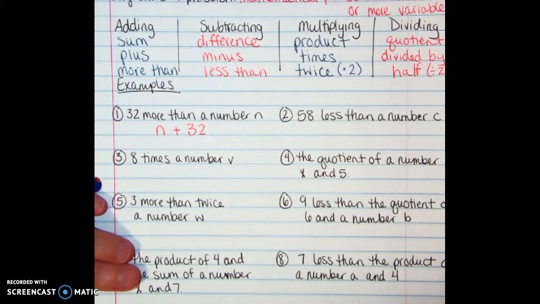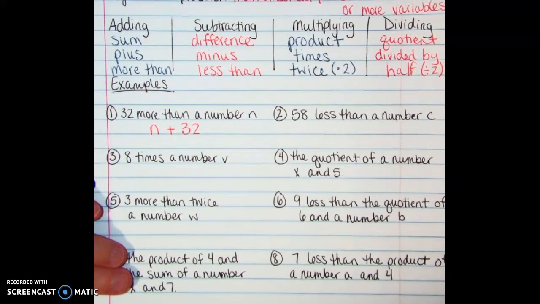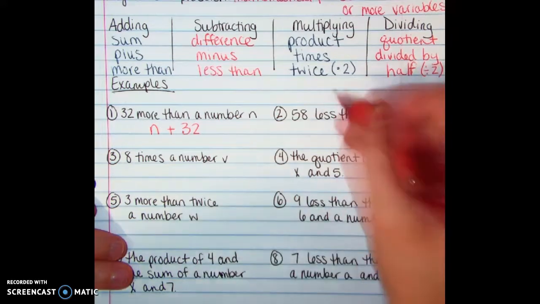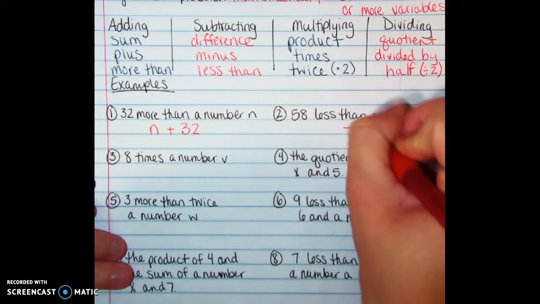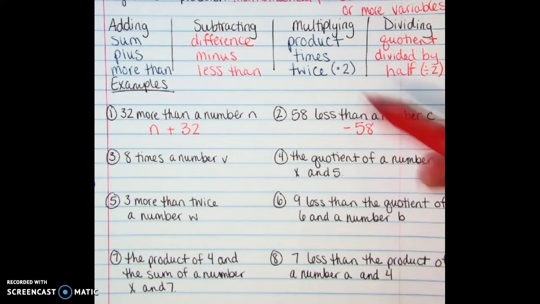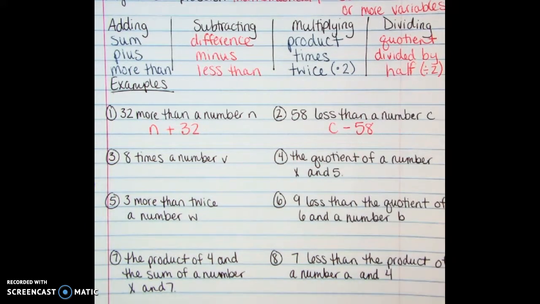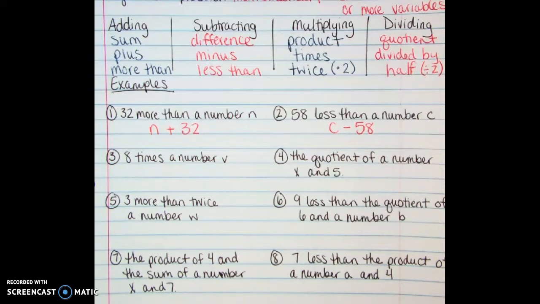Let's look at number 2. It says 58 less than a number c. Less than is subtracting. C goes first: c minus 58. It is not 58 minus c, because that would be c less than 58. So that one is kind of tricky.